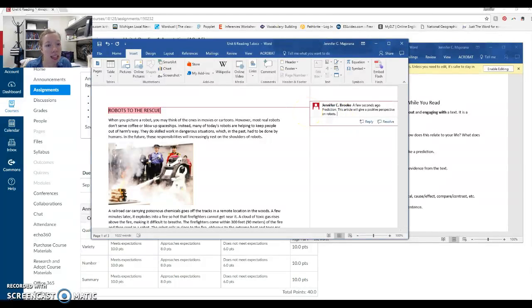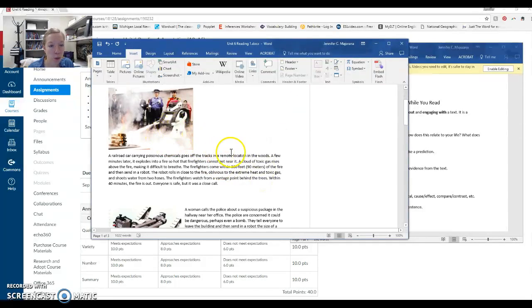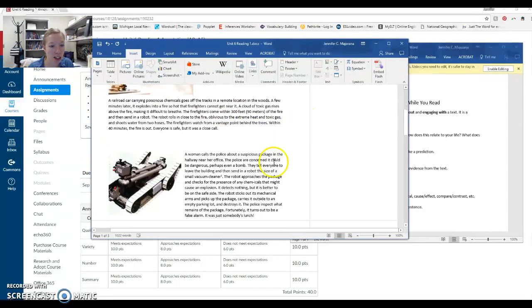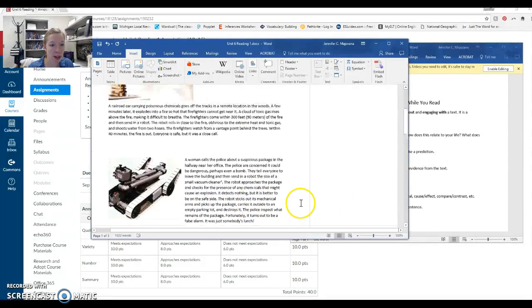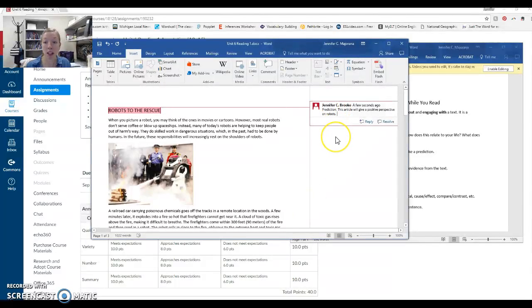And I'm guessing based on the pictures that I see, here you've got a robot doing something with a fire. Not so sure about that one yet. But look here, this robot is carrying somebody. My prediction is that it will give examples because of these pictures that I see. Okay, so moving on, let's start reading.